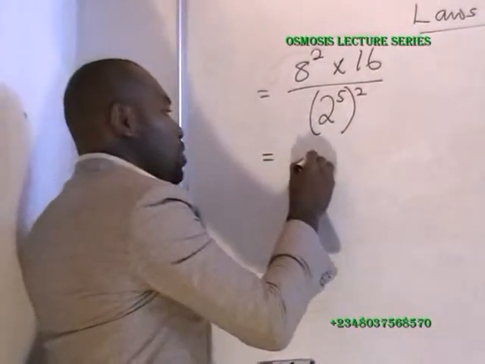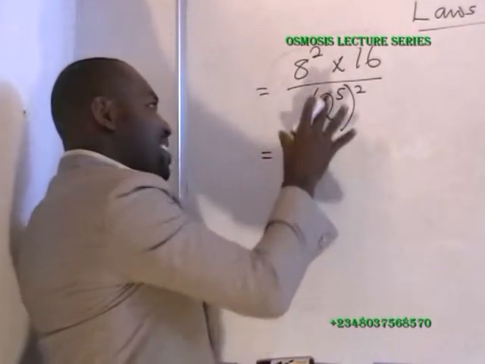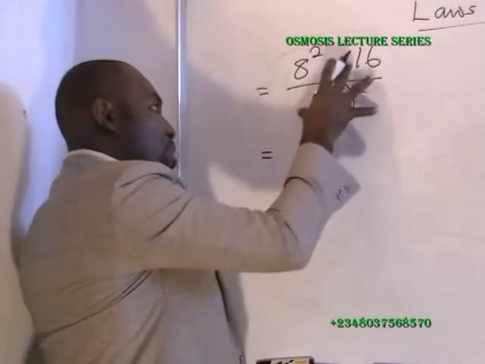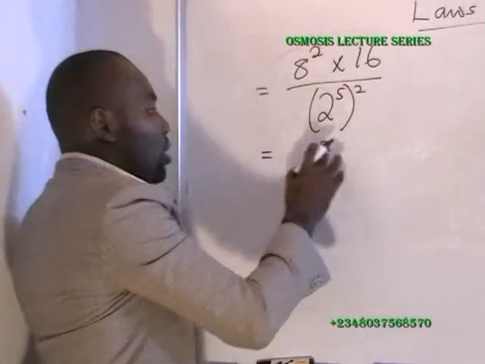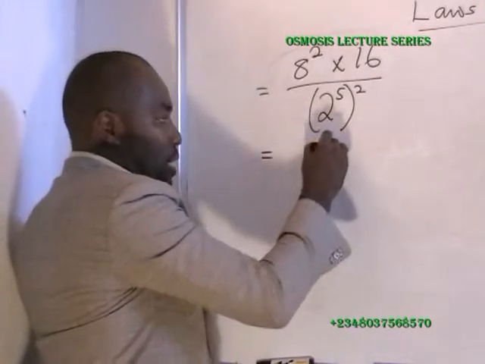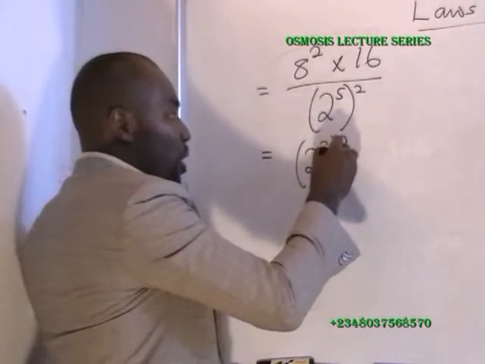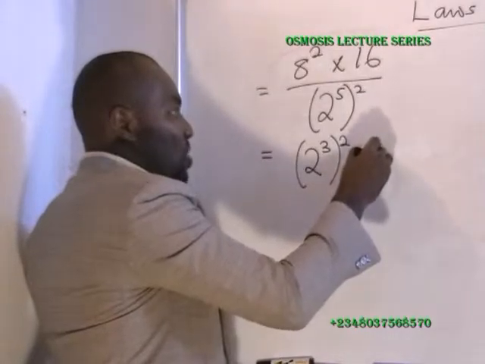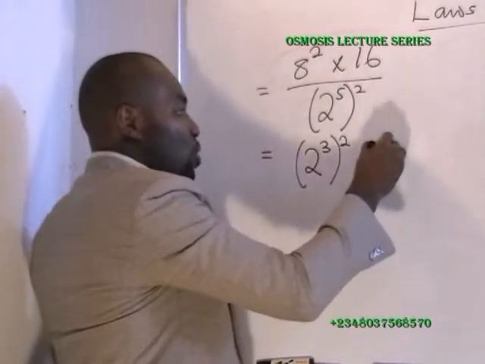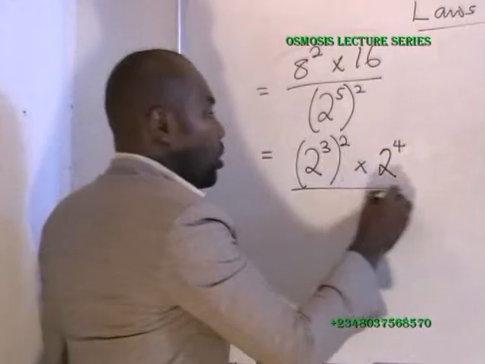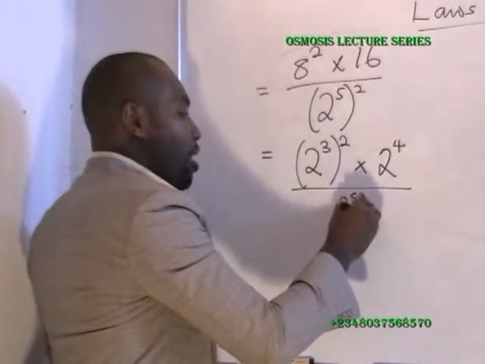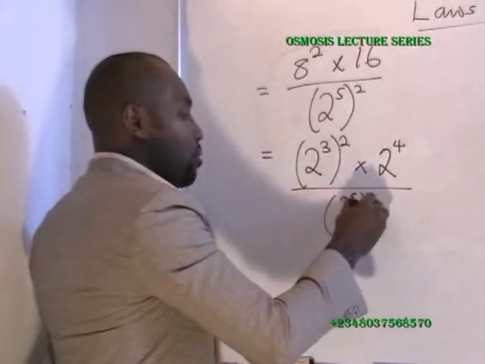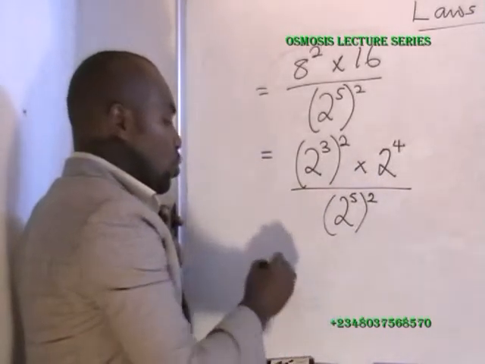8 is the same thing as 2 raised to the power 3. The reason I am doing this is for you to see how we are raising them to their lowest base and working it out. 2 raised to the power 3 is the same thing as 8, and everything is raised to the power 2, multiplied by what? 16. 16 is the same thing as 2 raised to the power 4, all over 2 raised to the power 5, all raised to, multiplied by 2.